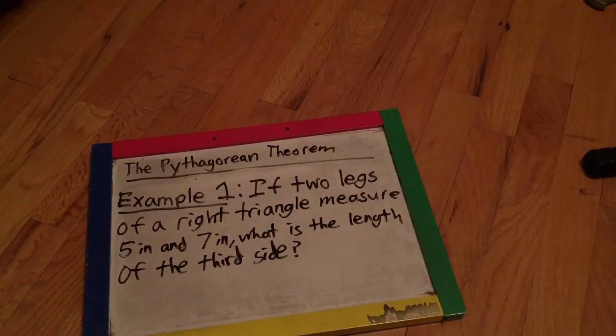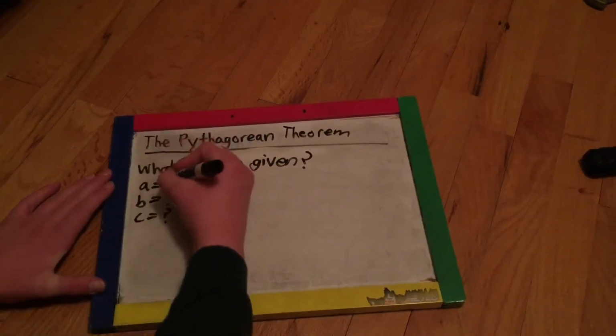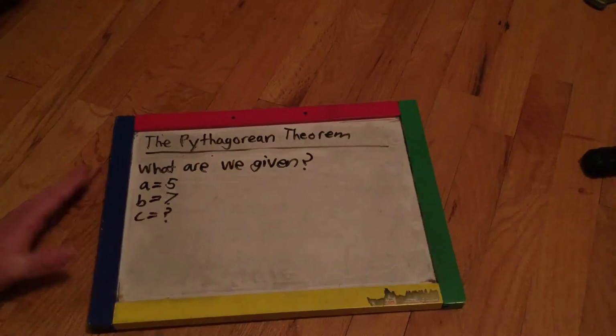So, let's start with one example. Question number 1. If two legs of a right triangle measure 5 inches and 7 inches, what is the length of the third side, or the hypotenuse? So, we're given our two legs and we have to find the hypotenuse. Let's go ahead and solve this. Step number 1. Analyze what you are given in the problem. Remember, we have the lengths of two legs, which are 5 and 7 inches. So, we know that side A is 5 inches, and side B is 7 inches.